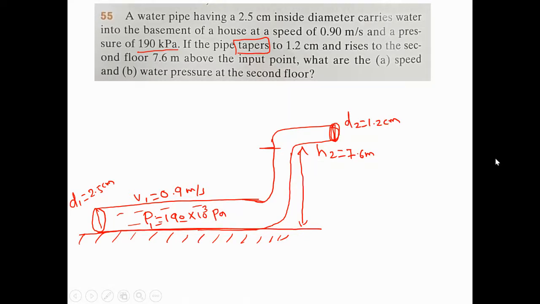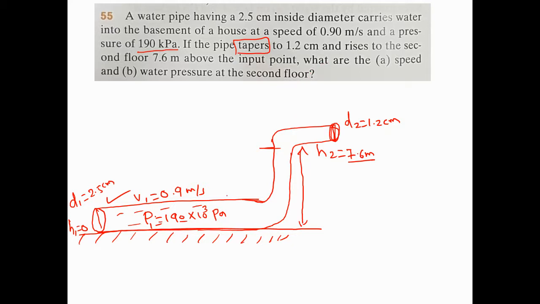Now, what is the height of this pipe? H2 is 7.6. And what is the height of this pipe here? It's 0, because it's exactly at the basement. Clear? Okay. Now, by using these things, we are going to find the speed of the water in the second floor.